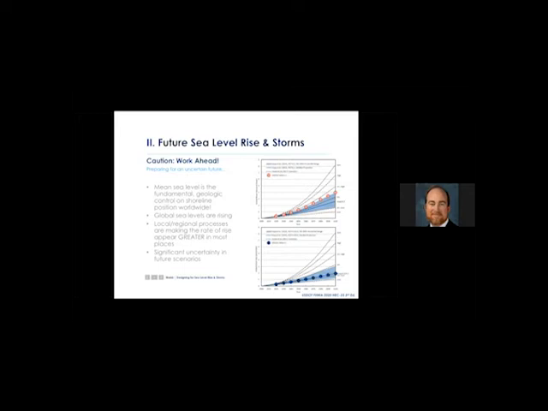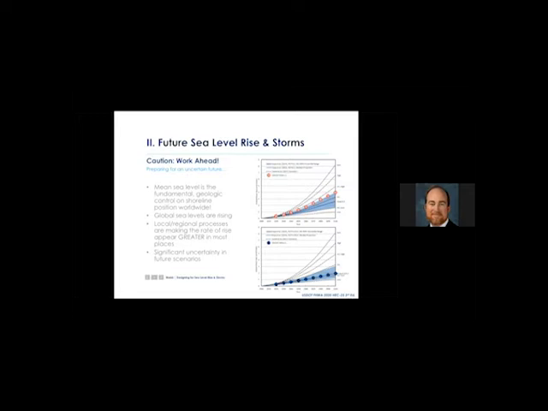Now, we do know that global sea levels are rising. We also know that local and regional processes are going to make that rate look a lot bigger in most parts of the country. There are certain exceptions, of course, but for the most part, we're going to be dealing with relative sea level rise rates in the future that are higher than what we've seen in the past. Now, there's significant uncertainty in pretty much all of these future scenarios.